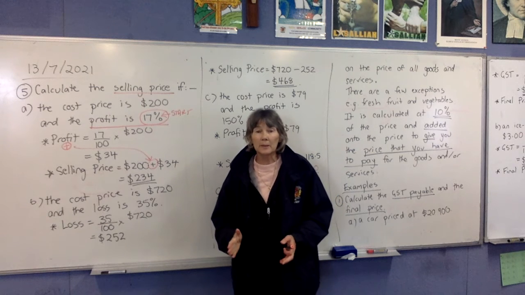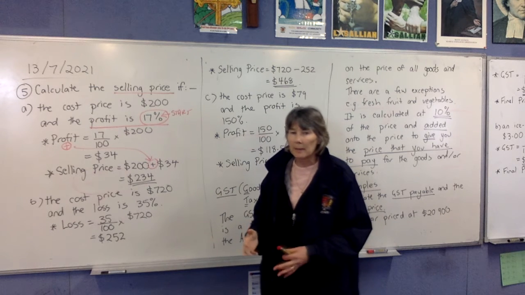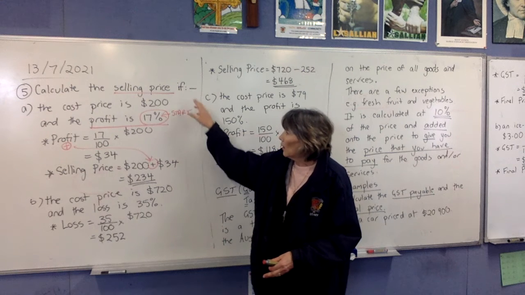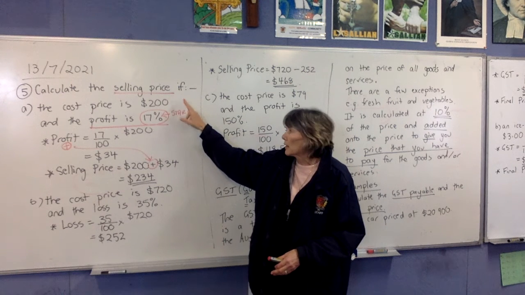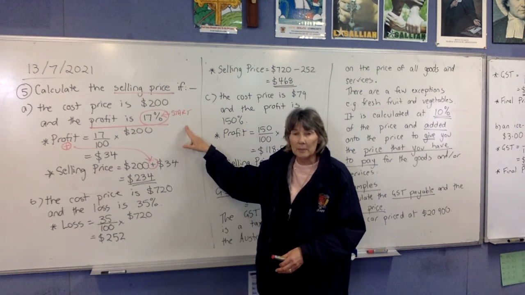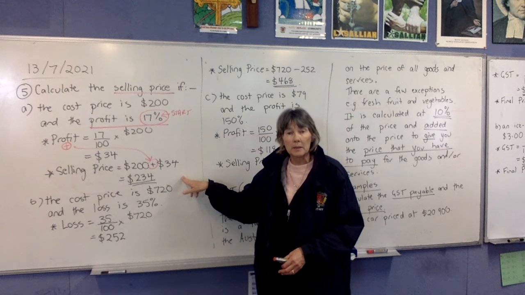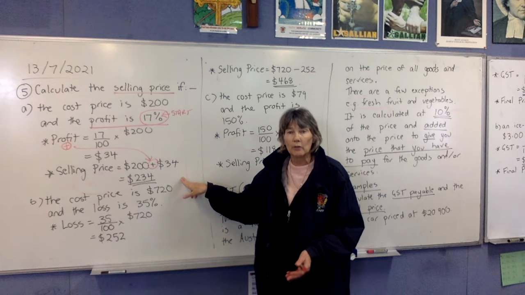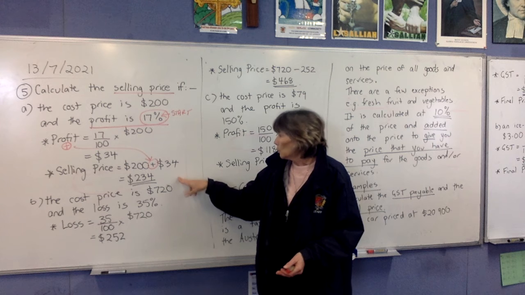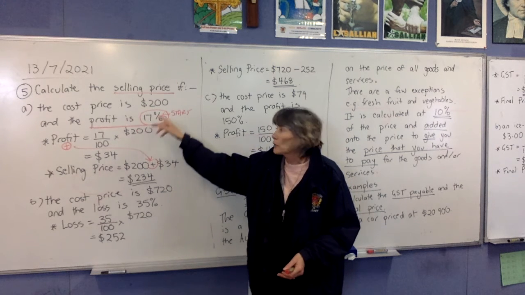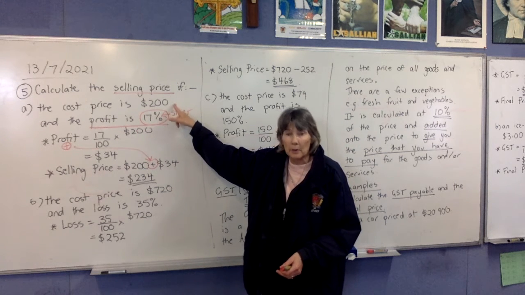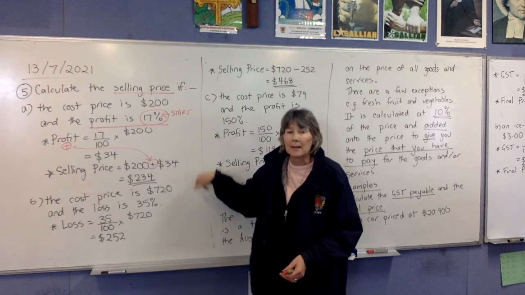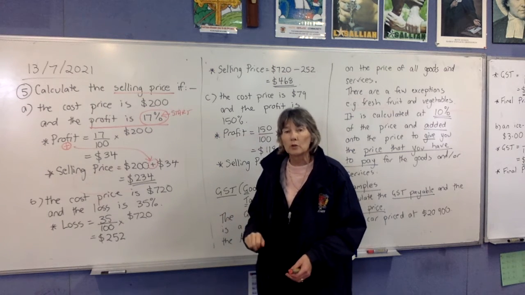So if you have time at the end of an exam, just go back and check that it makes sense. So go, all right, if I had a cost price of $200 and I made a profit of 17%, does it make sense that my selling price would be $234? Well, it would, because at least it shows that your answer is above the cost price. So you do show that you're making a profit there. So it's a good little check.